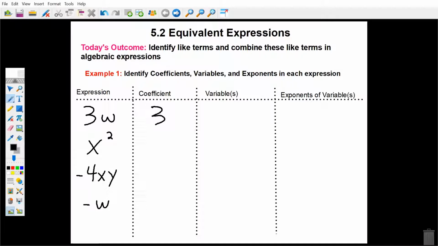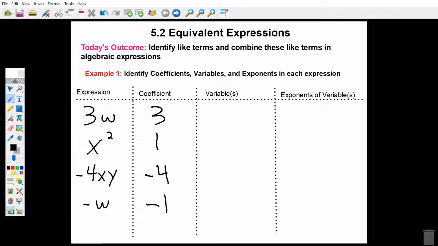The second coefficient: while there's no number here in front of the x, if there's no number present, the coefficient is a 1. Number 3 here, negative 4xy, the coefficient is negative 4. And finally, there's no number on negative w, we know that's a 1. With a negative attached, it's negative 1.